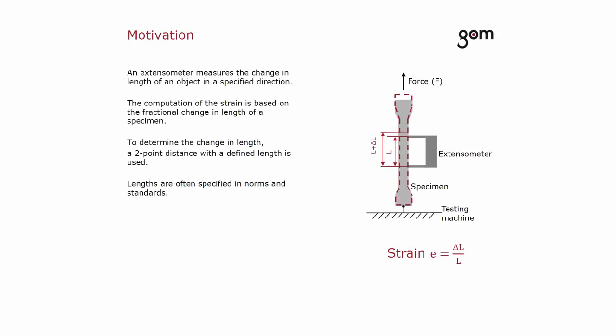Many material tests investigate the behavior of a material under a dedicated load. Therefore, strain shall be measured. Strain is defined as the change in length of an object in a specified direction. An extensometer measures the change in length delta L.